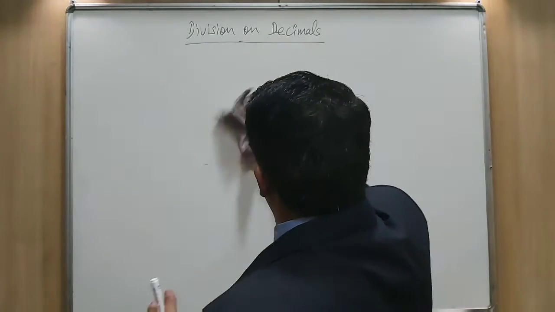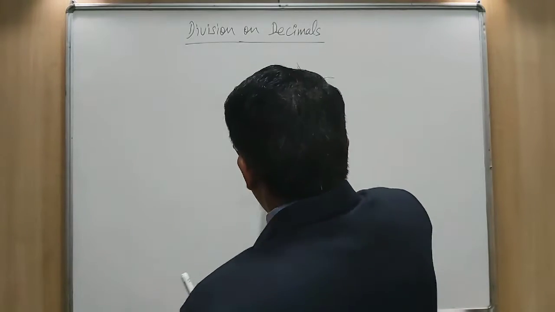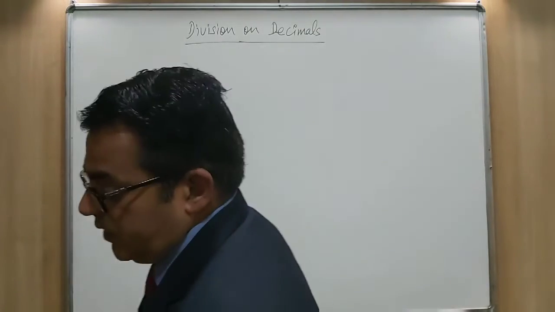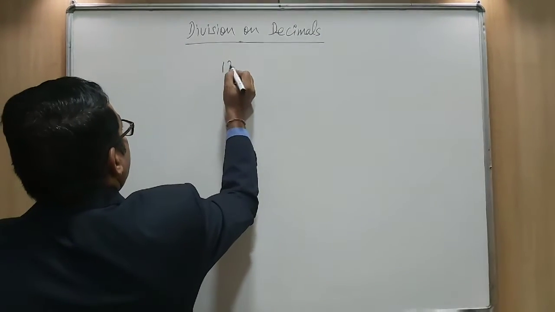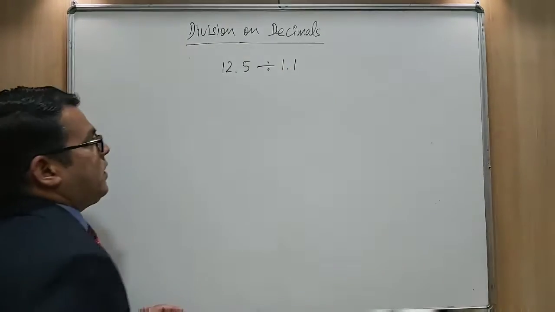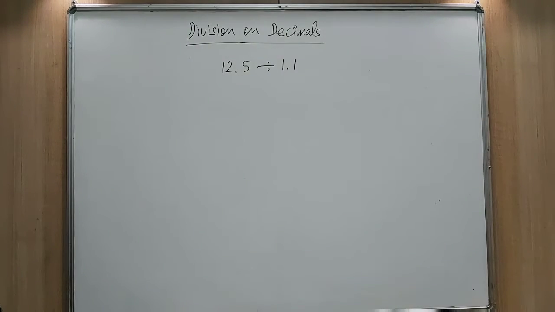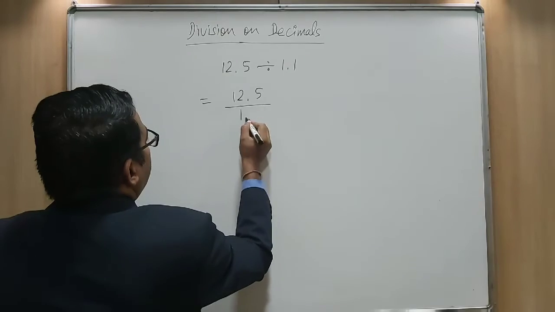Now one very important thing that I am going to discuss with you now: division of decimal by decimal. Now how can we divide any decimal number by a decimal number? So this is very important now. 12.5 we are going to divide by 1.1. This is very important, right? We can write it as 12.5 by 1.5.